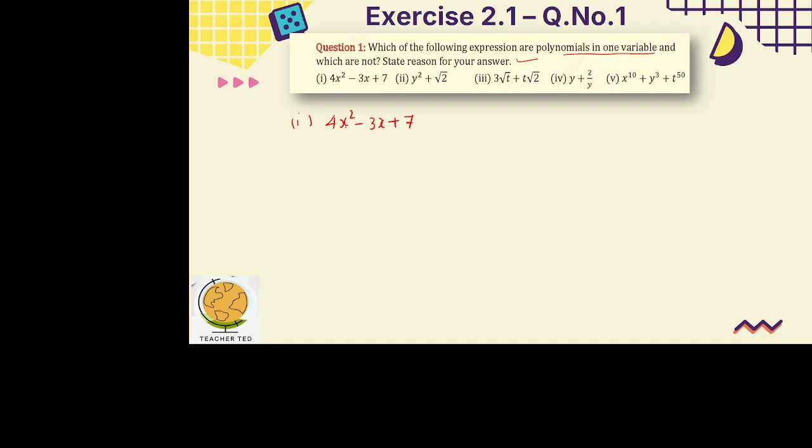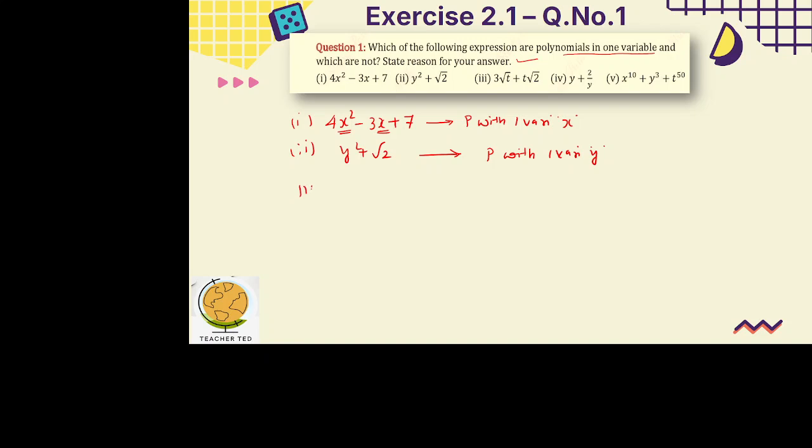So here you observe there is only one variable, which is x. I think this is a perfect example of a polynomial with one variable. Take up the second one, y square plus root 2. You see root 2 is a constant and y is the only variable available in this problem. Then this is also a polynomial with one variable, that is y.